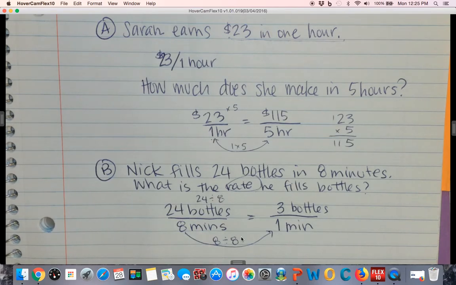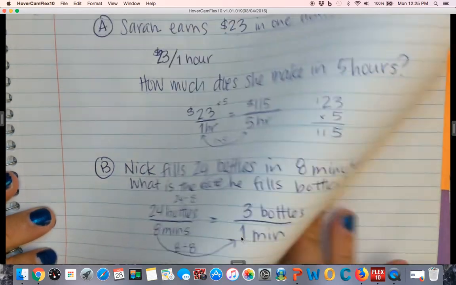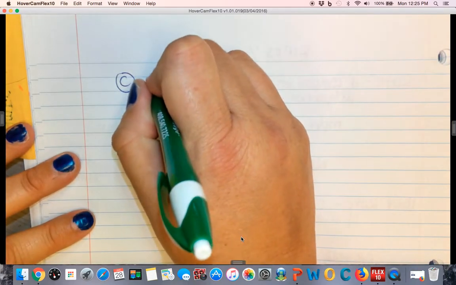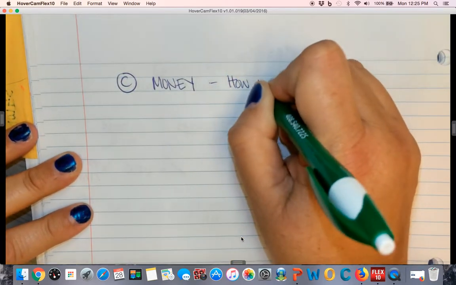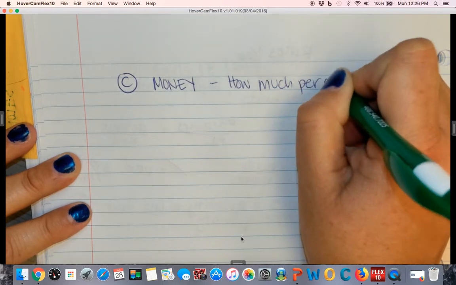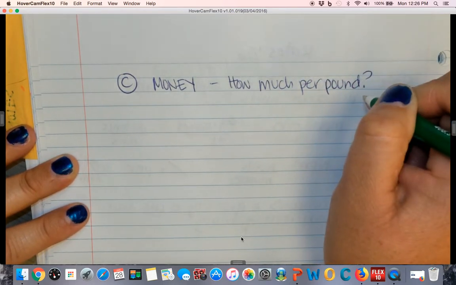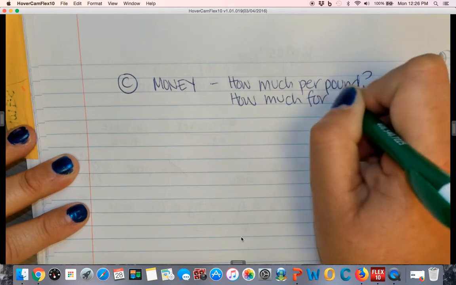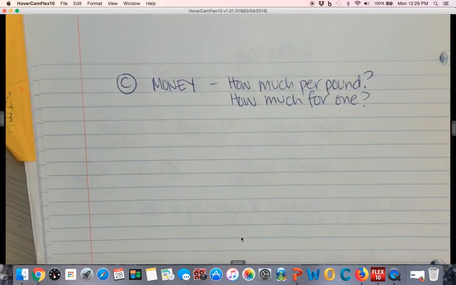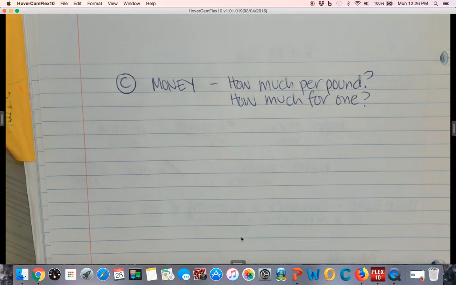If you're talking about food per pound, or anything to do with money, right? How much per pound, or how much for 1? So unit rate is actually something that your parents probably do when they go to the grocery store to find the best deal.